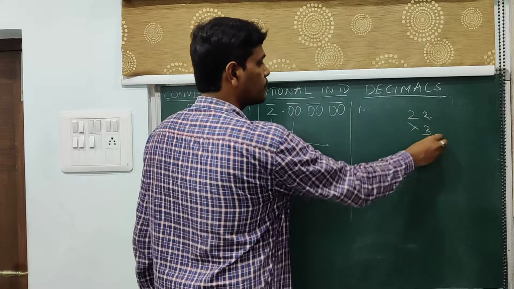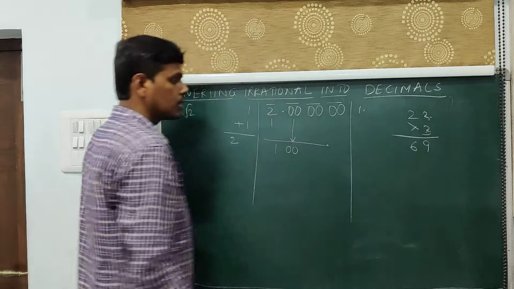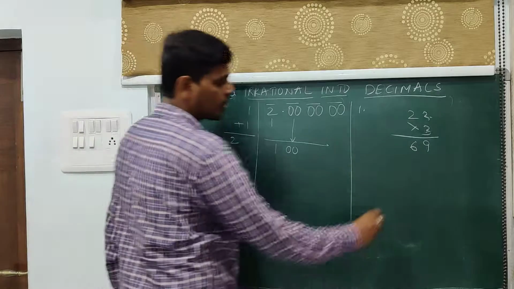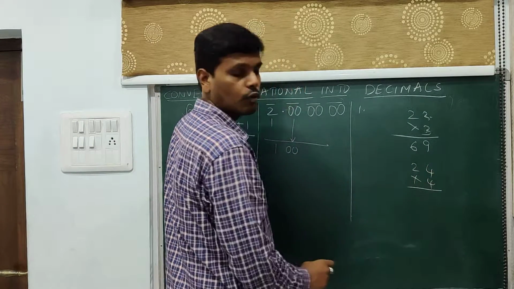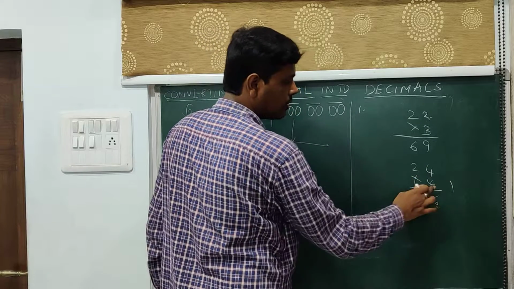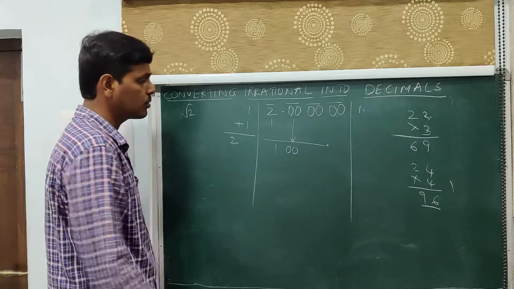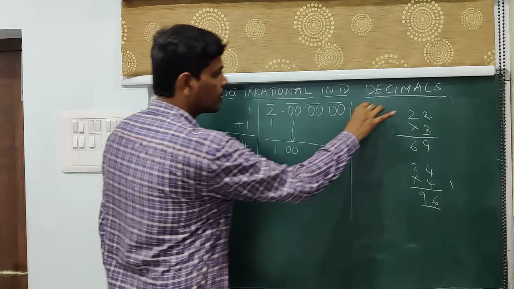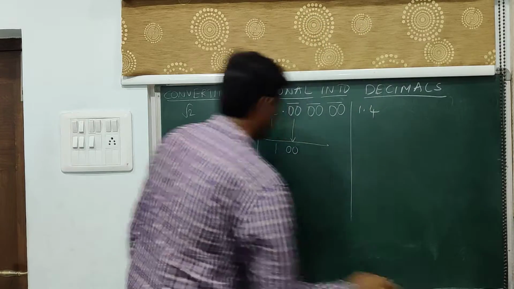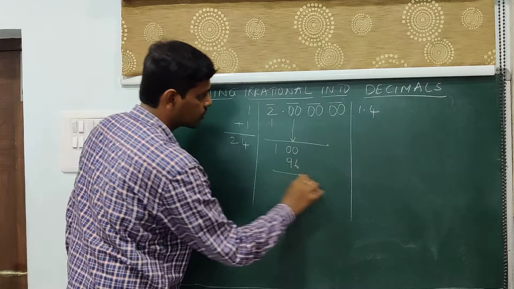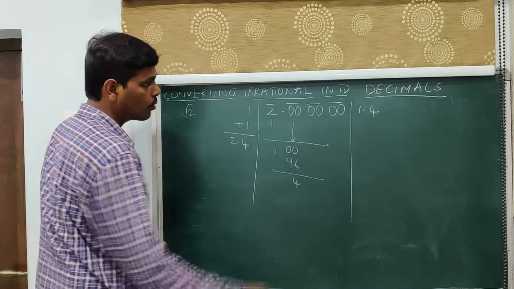If I go with 3, what happens? 3 3s are 9, 3 2s are 6, 69. I will try 4 as well. If I put 4 here, I have to multiply with 4. 4 4s are 16, carry 1, 4 2s are 8, 8 plus 1, 9. So, 96 is the nearest number. I will put 4 here, 4 here, then 24 4s are 96. Now, the leftover is 100 minus 96, which is 4, so 400 after carrying.